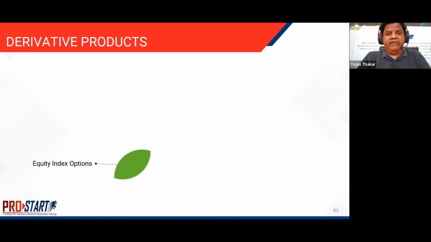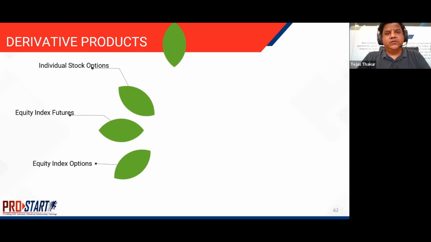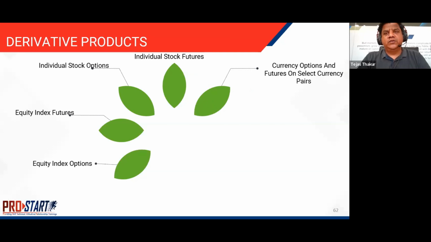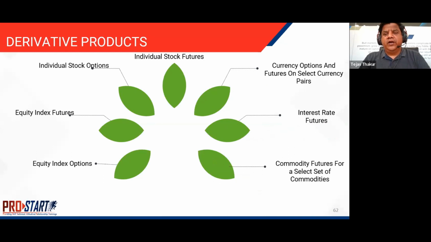Now, what are the derivative products which are available? You have equity index options. You have equity index futures. You have individual stock options. You have individual stock futures. You have currency options and futures on select currency pairs. A pair is typically a dollar, INR dollar, euro dollar, INR euro, and so on and so forth. Interest rate futures. Commodity futures for a select set of commodities.